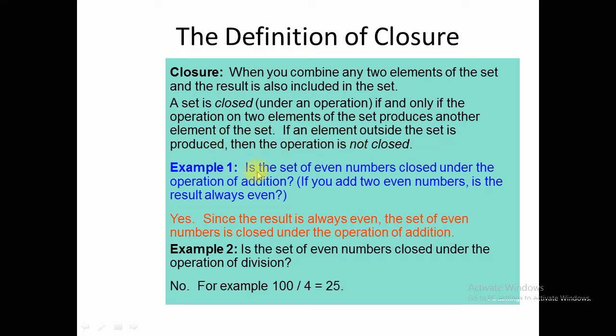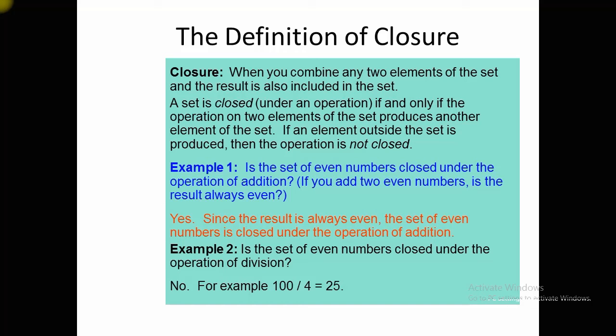For example, is the set of even numbers closed under the operation of addition? As the set of real numbers has the closure property with respect to addition, if you add two even numbers, the result also belongs to the set of even numbers. For example, we have two even numbers 4 and 6. 4 and 6 are even numbers, and adding these two numbers, 4 plus 6 is equal to 10, and 10 is again an even number. So the set of even numbers has the closure property with respect to addition.